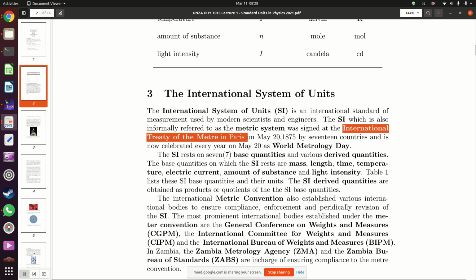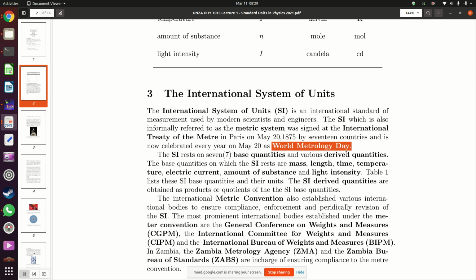Every year, we celebrate this achievement, which brought into force the International System of Units on May 20, and this day is celebrated as World Metrology Day. So what did they do during this treaty? They came up with a system where they divided the physical quantities known at that time into two groups. The first group is the base quantities, and these are 7. The rest of the physical quantities became what are known as derived quantities, meaning you could obtain them from the 7 base quantities.